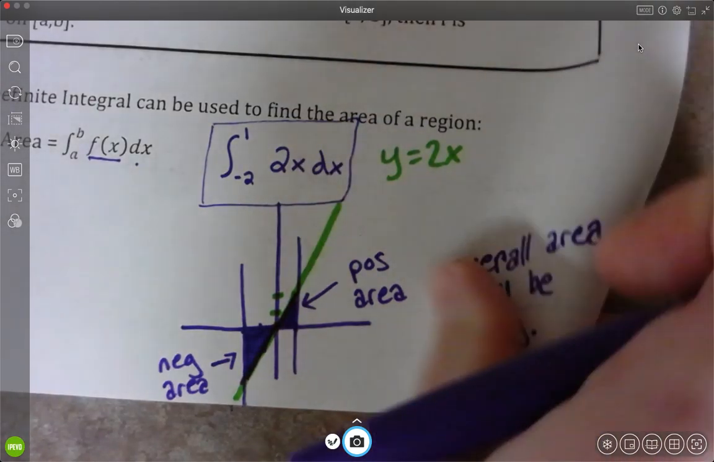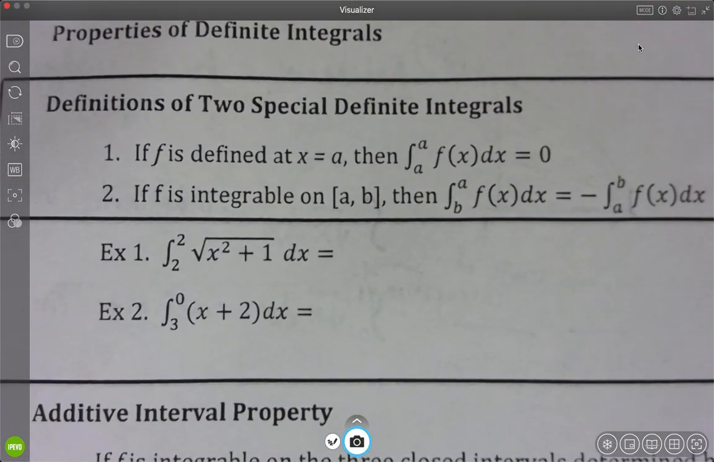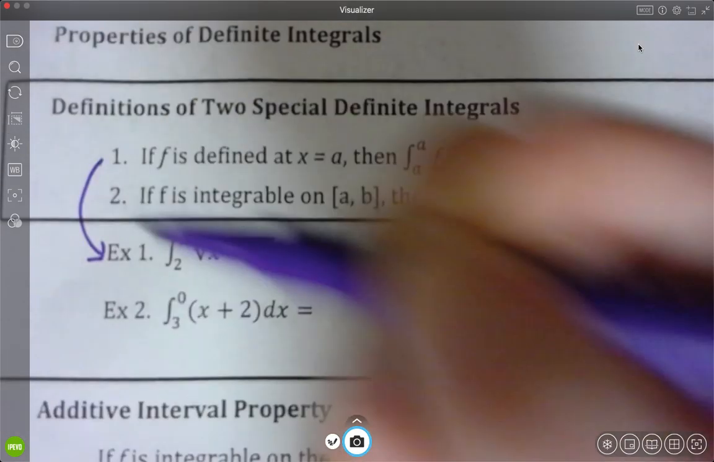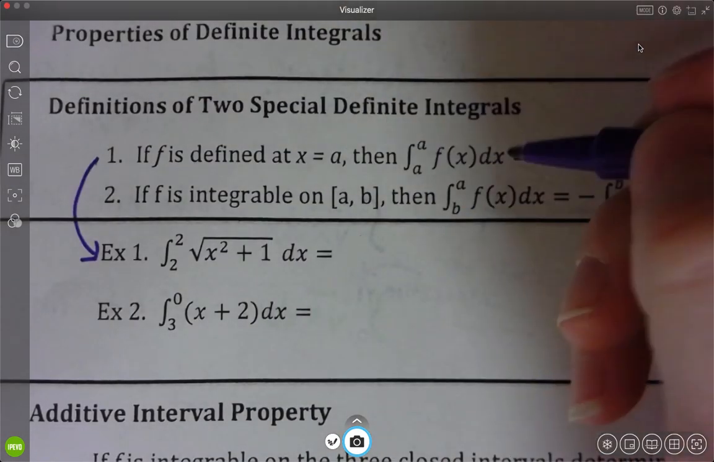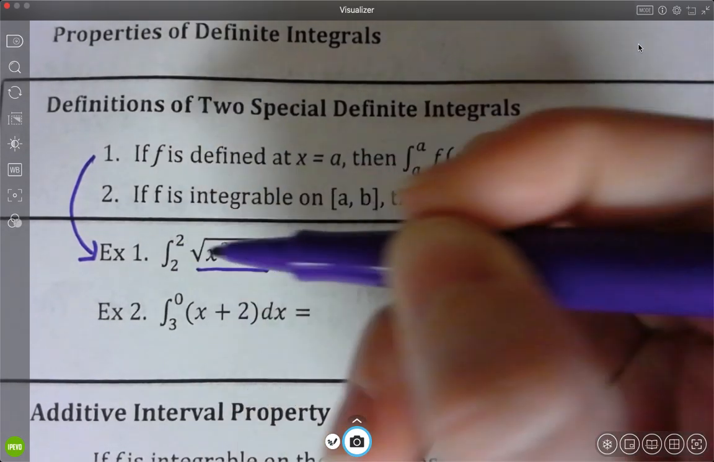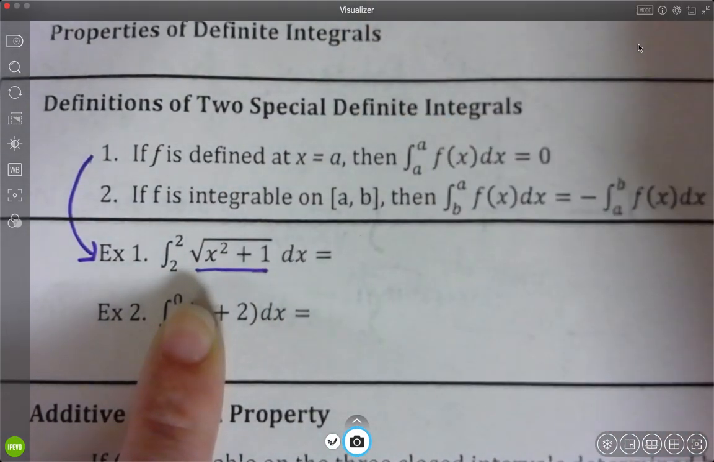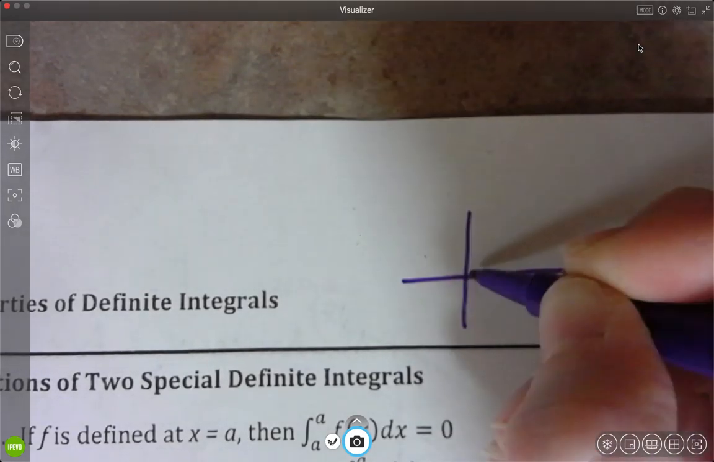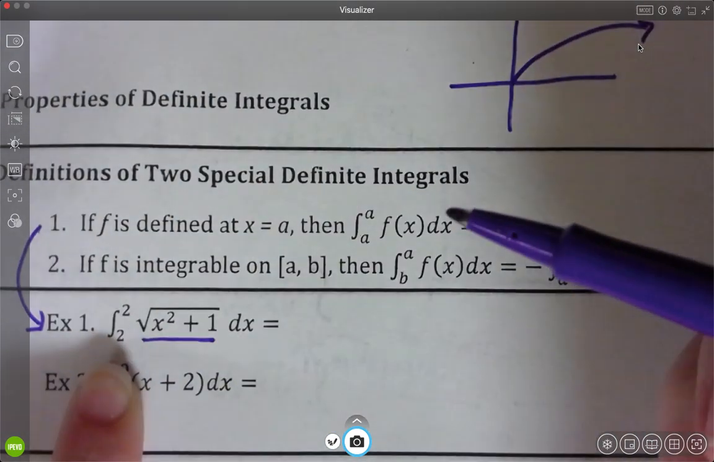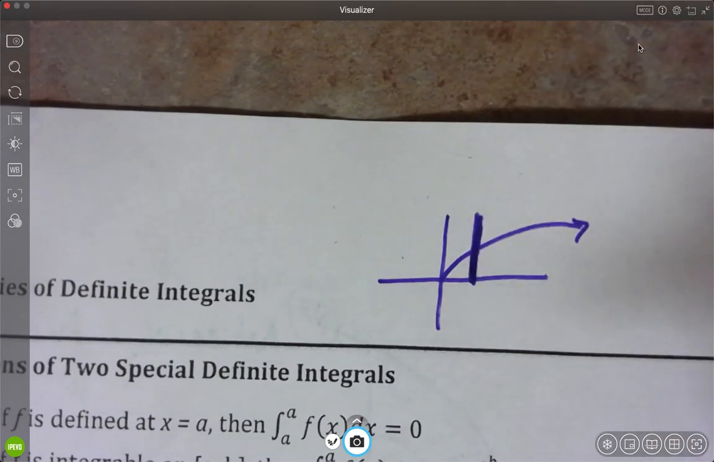All right, so let's go to the back and talk about some rules for finding definite integrals. This first property goes with example 1, which says that if I'm looking at a function and I'm going from 2 to 2, for this function, the square root of x squared plus 1, I'm starting at 2 and I'm ending at 2. And we're trying to find the area of that.